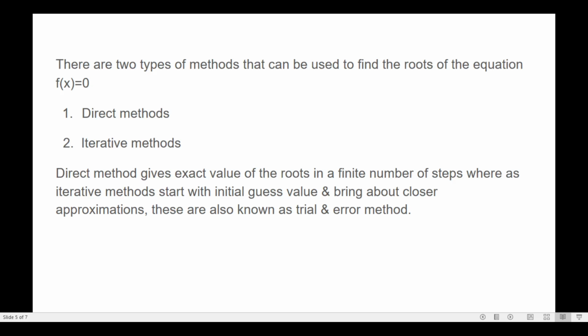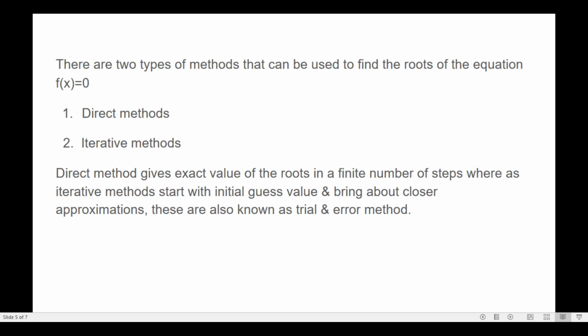There are two types of methods that can be used to find the roots of an equation. One is the direct method and the other is the iterative method. The direct method gives an exact value of the roots in a finite number of steps, whereas the iterative method starts with an initial guess value and brings about closer approximations. So these are also known as trial and error methods.